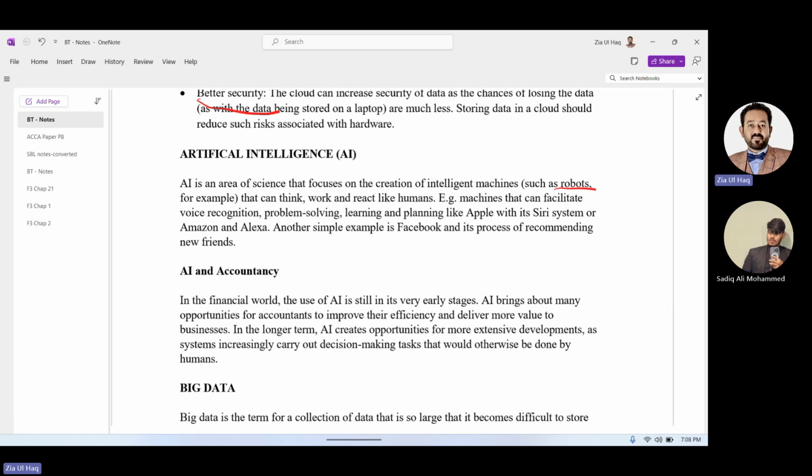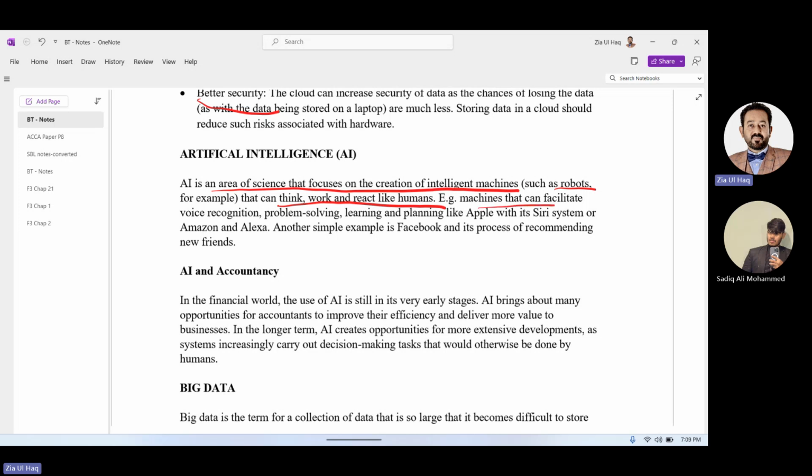Just like human beings learn different scenarios, algorithms, and material, you are going to put all the scenarios, algorithms, and material into this software. Then this software will be used for making decisions and resolving problems. So artificial intelligence is an area of science that focuses on the creation of intelligent machines, such as robots, that can think, work, and react like humans.